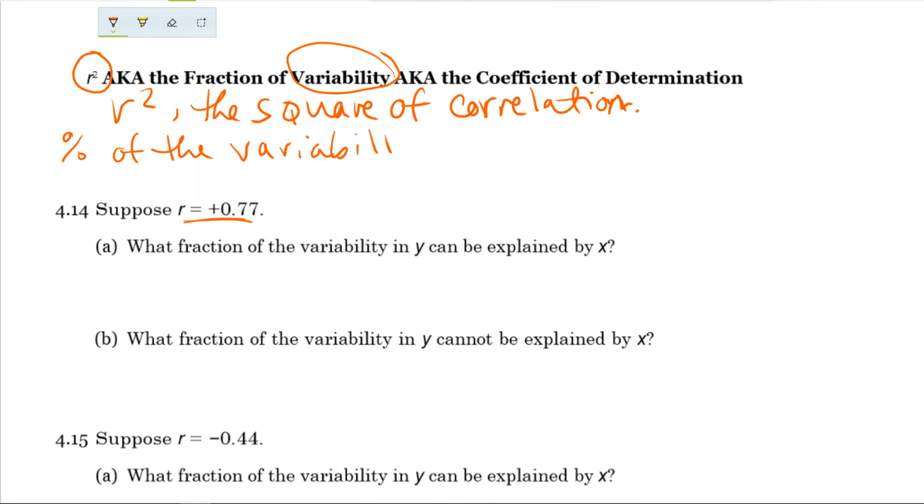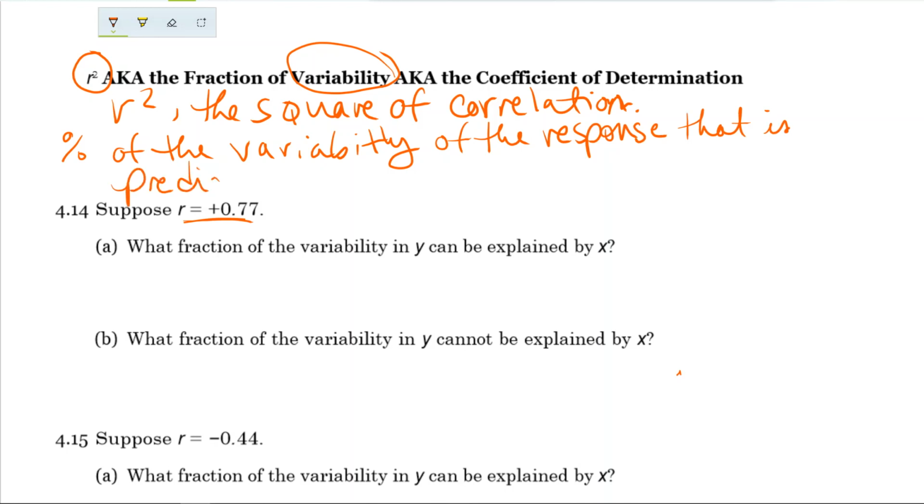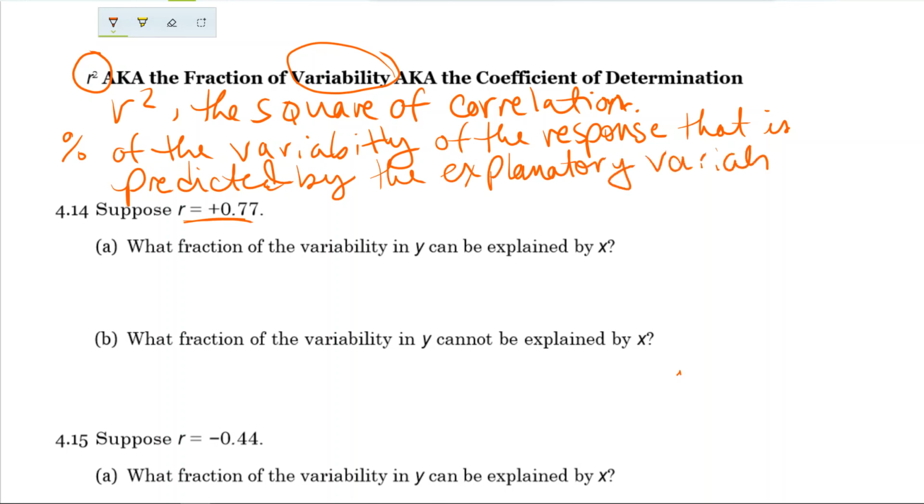of the response that is predicted by the explanatory variable, our x.